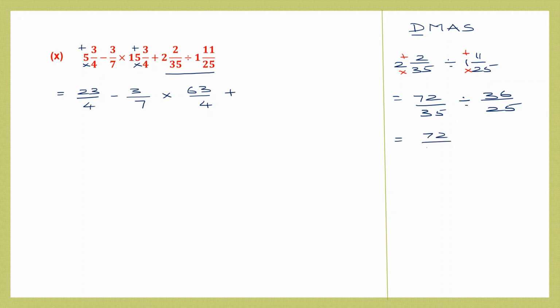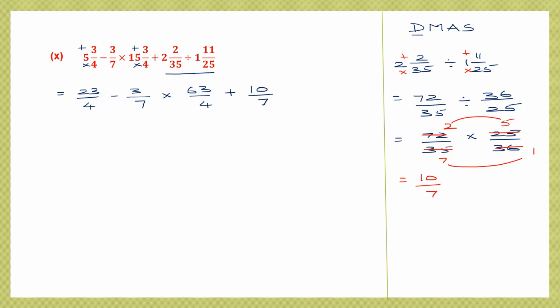So let's do this division. 72 by 35 into, now write the reciprocal, 25 by 36. Let's cancel what we can. 36 into 1 is 36 and 36 into 2 is 72. We can also cancel 35 and 25 by 5. 5 7s are 35 and 5 5s are 25. Now let's multiply the numerators. 2 5s are 10. Denominators 7 1s are 7. So we get 10 by 7 here. So plus 10 by 7.